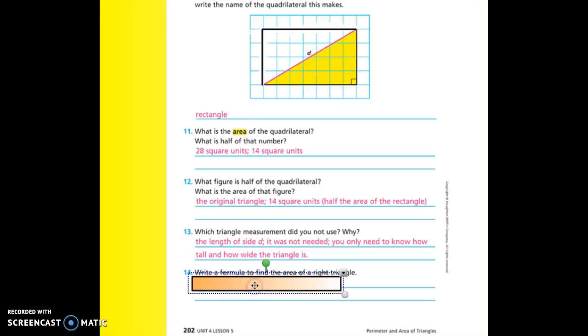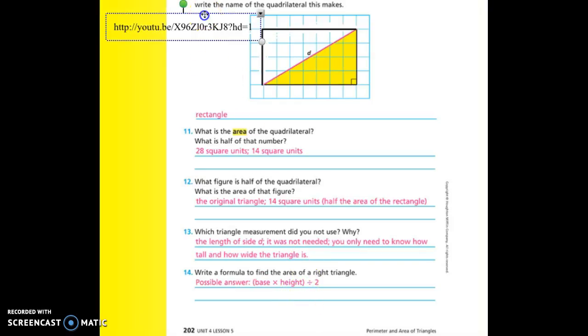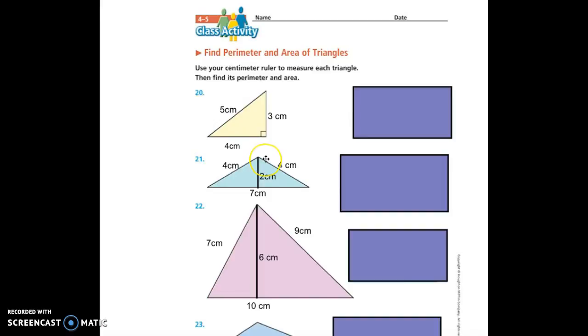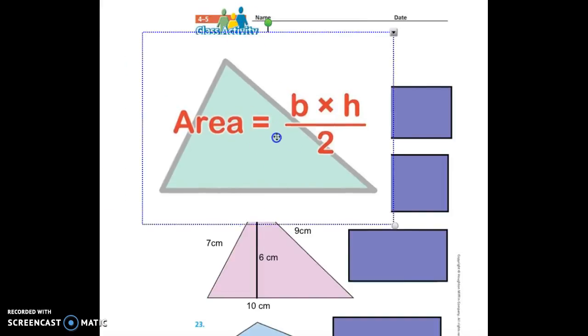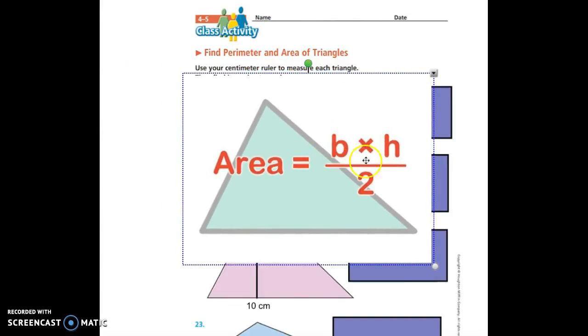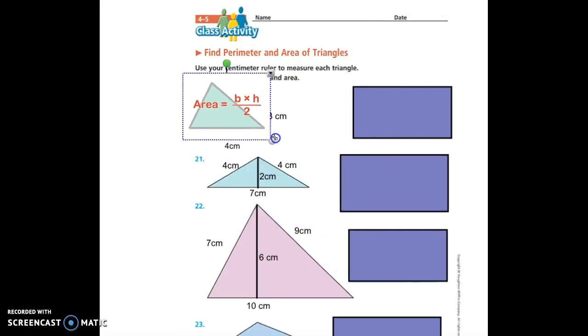Let's see if I'm right. Yeah, base times height divided by 2. So we're going to remember that the area of a triangle is base times height divided by 2. All right, let's continue and practice that some more. So again, we know that the area of a triangle is base times height divided by 2. I'm going to keep this up in the corner so we can keep referring back to it as we work through finding the area of some of these triangles.